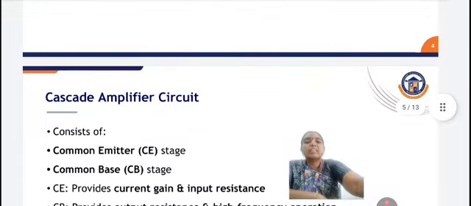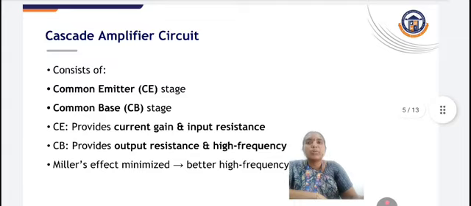Next slide is the cascade amplifier circuit. The cascade amplifier circuit usually consists of two transistor stages, a common emitter CE stage followed by a common base CB stage. The common emitter stage provides good current gain and input resistance, and the common base stage, on the other hand, offers high output impedance and excellent high frequency operation. One of the key benefits of this arrangement is that the Miller capacitance effect is minimized, which improves the high frequency performance. This makes the CE-CB combination highly effective in cascade amplifier design.